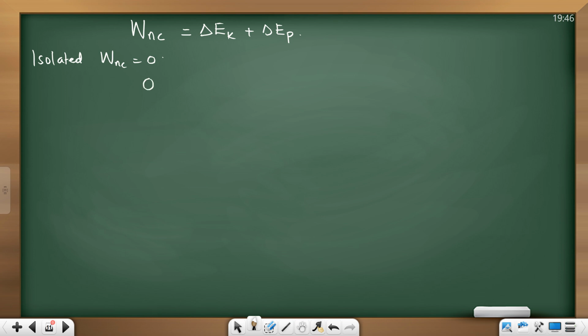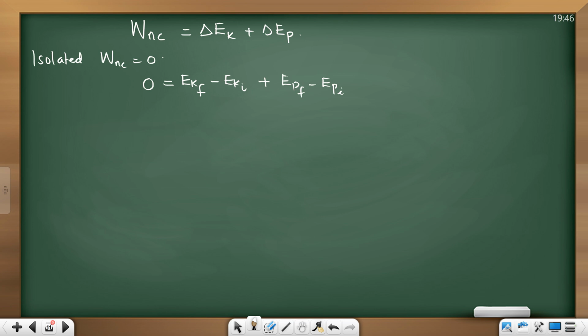So what would that be? 0 equals to, what is this? EK final minus what? EK initial, plus MGH final minus MGH initial. Or let's use EP since I'm using that. EP final minus what? EP initial. Are we okay? Every time we say change, it is final minus initial.